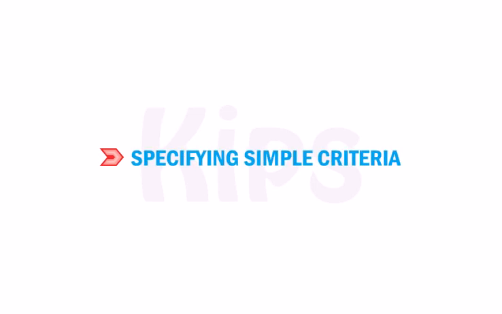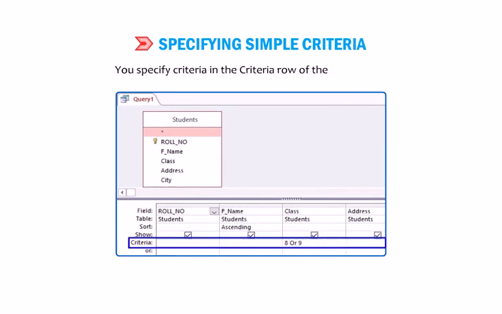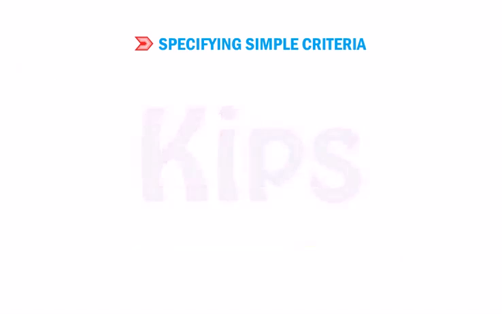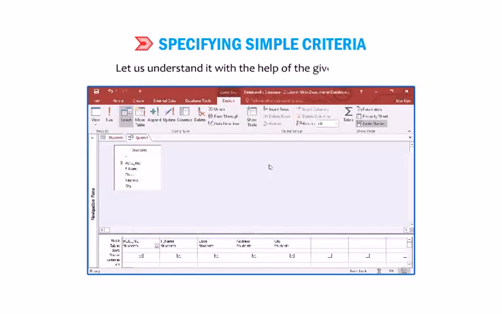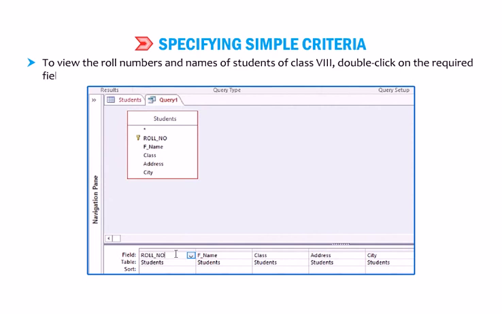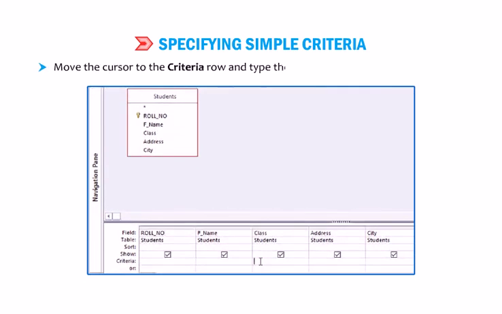Okay students, let us find out how to specify simple criteria. You specify criteria in the criteria row of the Design Grid. Specify the criteria value in the criteria row and the data will be filtered accordingly in the query output. Let us understand it with the help of the given example. To view the roll numbers and names of the students of class 8th, double-click on the required fields in the table. Move the cursor to the criteria row and type the criteria 8 in the class field column.